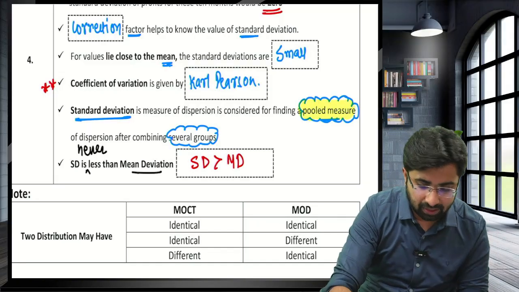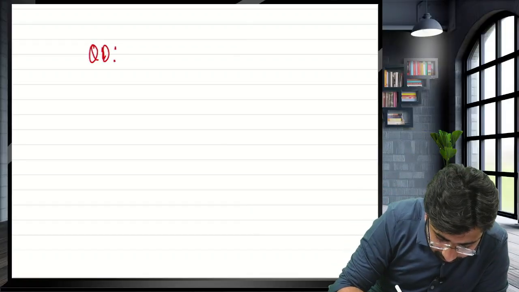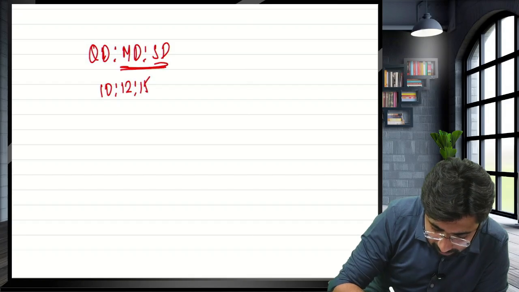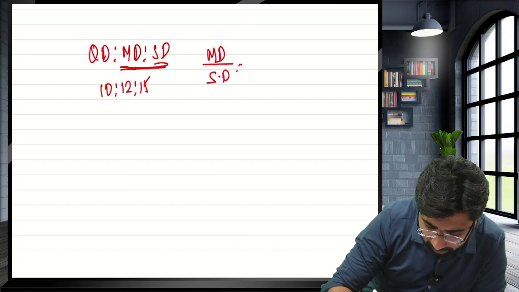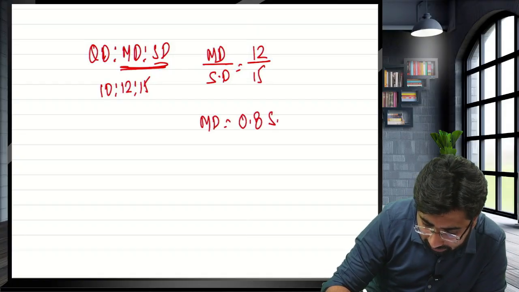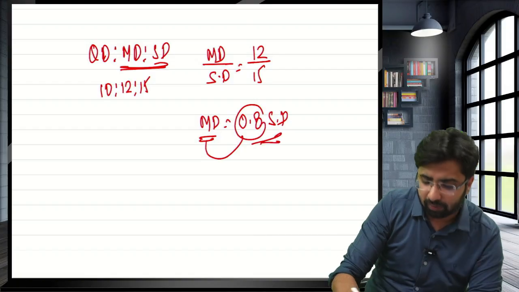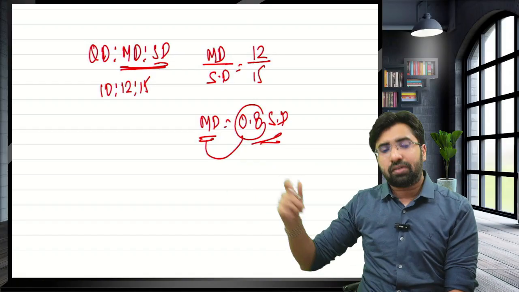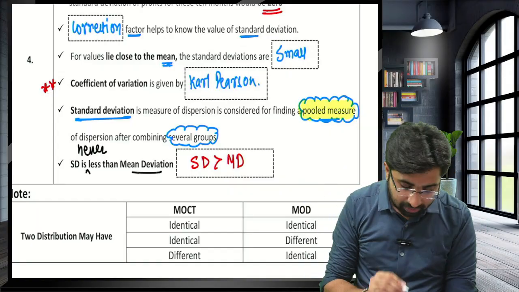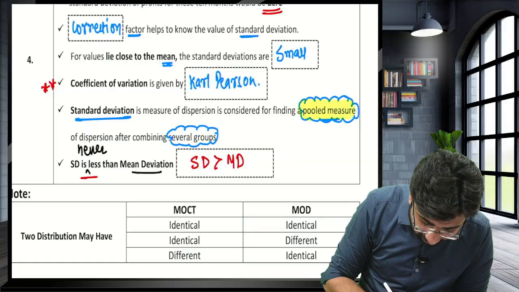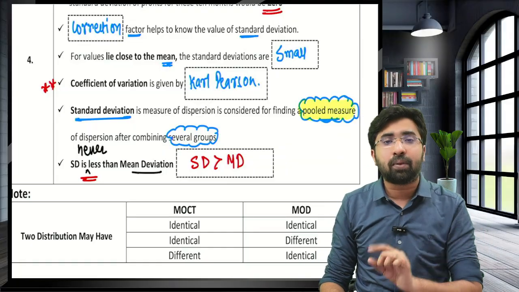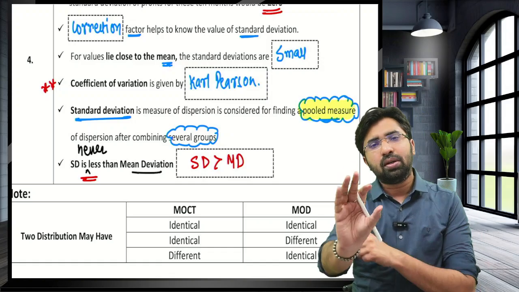I'll tell you why. Everyone knows QD is to MD is to SD as 10 is to 12 is to 15. Let's establish the relation MD upon SD, which is 12 upon 15. So MD is 0.8 times standard deviation. Can I say it will always be 80% of SD? Whatever the SD is, only 80% of it will be MD. So SD will always be greater than MD. The statement that SD is never less than MD is true. Is SD less than MD? No, SD is always greater than MD. The question given in your additional question bank is wrong. Please make a correction over there.